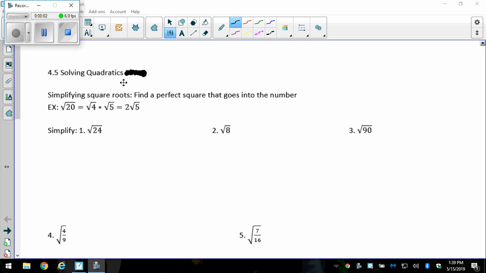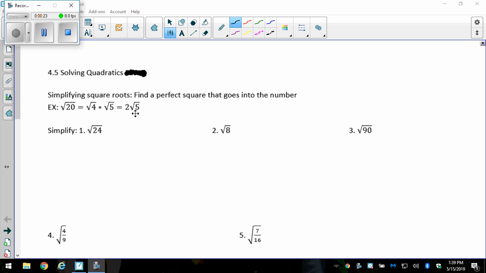Today we're solving quadratics, but first, before we start solving them, we need to review how you simplify square roots. I have the example written right here. If I have the square root of 20, that could break down into square root of 4 times the square root of 5. Well, the square root of 4 is 2, so that's why there's a 2 on the outside. Square root of 5 is a decimal, and that's why we leave it on the inside.